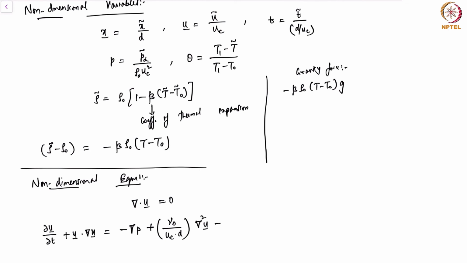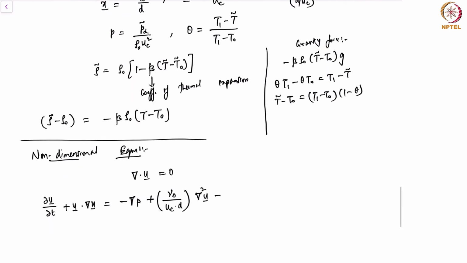Now since I know the expression for theta, I can write down theta t1 minus theta t0 will be t1 minus t tilde, and what we are interested in is t tilde minus t naught. So t tilde minus t naught in terms of theta essentially becomes t1 minus t0 of 1 minus theta. Therefore my gravity term essentially becomes minus beta rho naught of t1 minus t0.